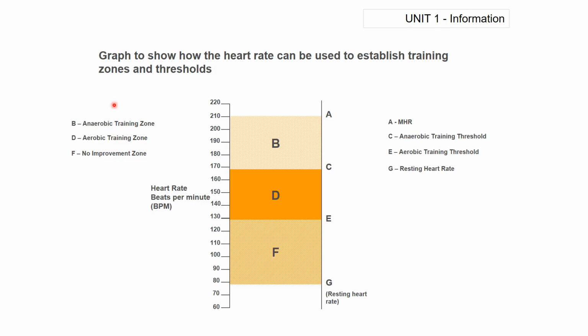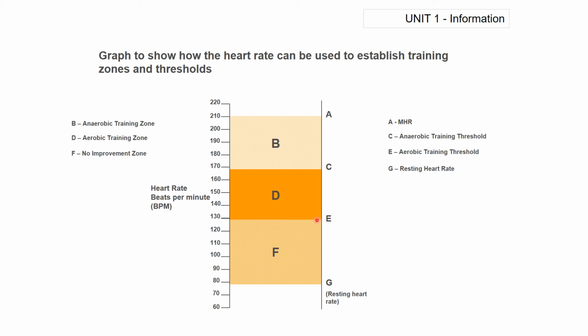Another graph. So this graph shows how heart rate can be used to establish training thresholds. If we start from the bottom, your resting heart rate shown by G, this line here. So this person has a resting heart rate of just under 80. F is represented for the no improvement zone. So if his heart rate is below 130 and above his resting heart rate, he's not improving here, he's not training, he's just going day-to-day business, okay?